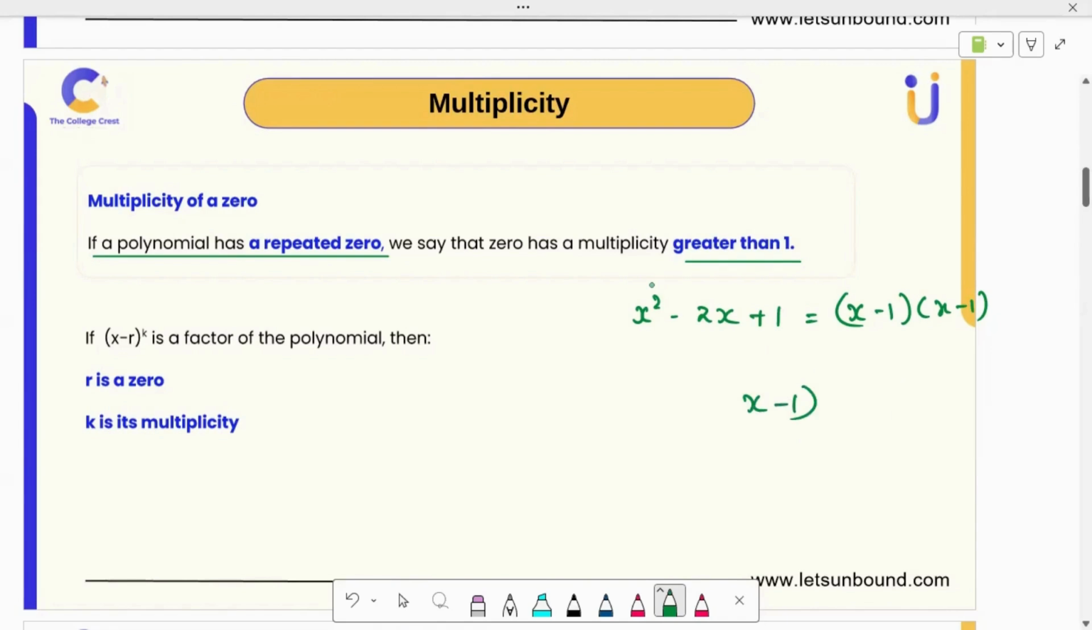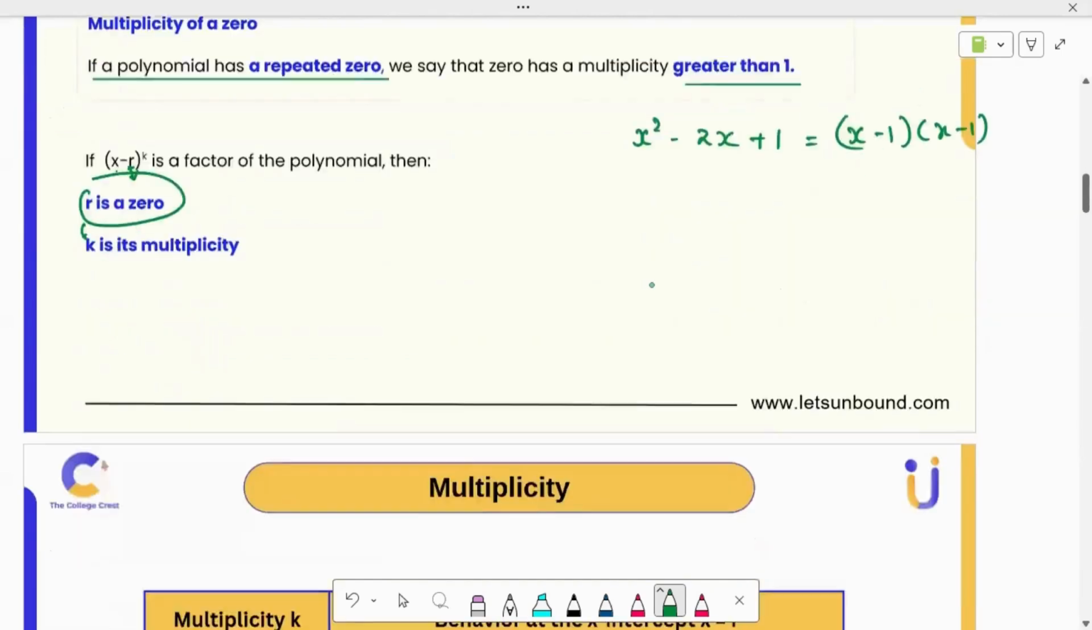And you can have 10 zeros also, the same one, 10 times. Whenever you see a multiplicity, it will touch or cross. So we will learn that now. If a polynomial has a repeated zero, then (x minus r) to the power k is a factor of the polynomial. Then r is a zero and k is the multiplicity. And this multiplicity can be odd or even.